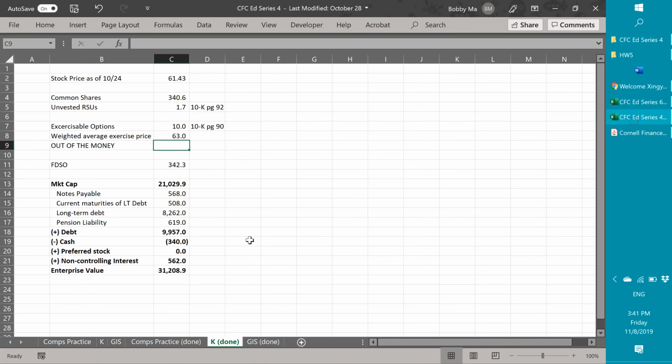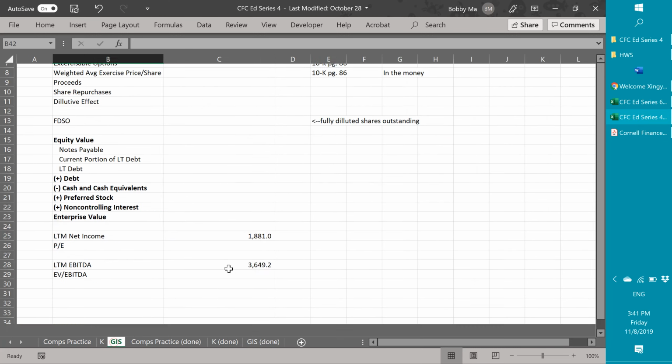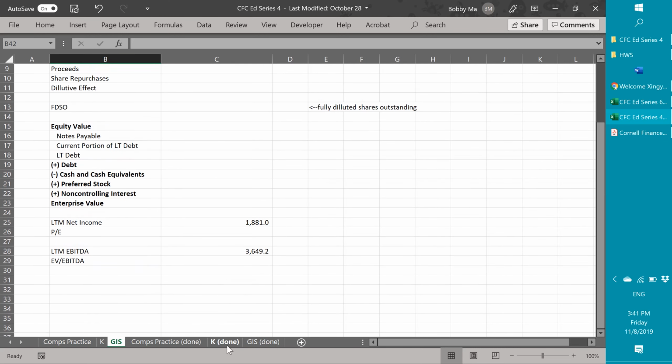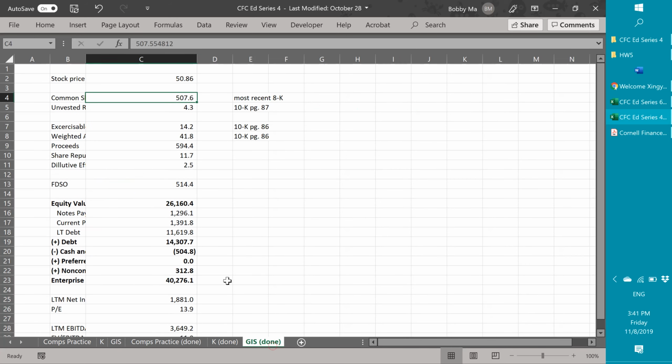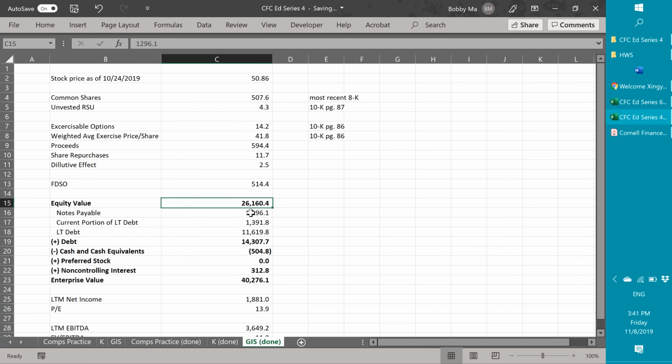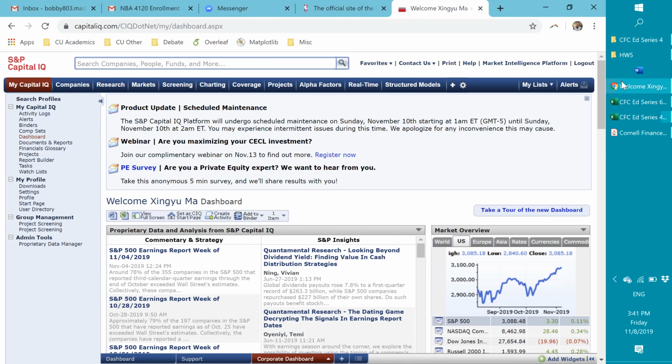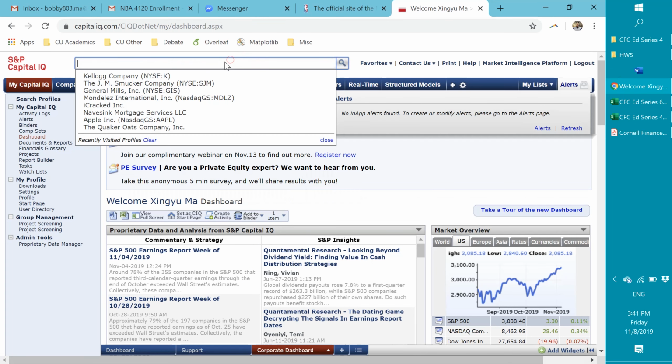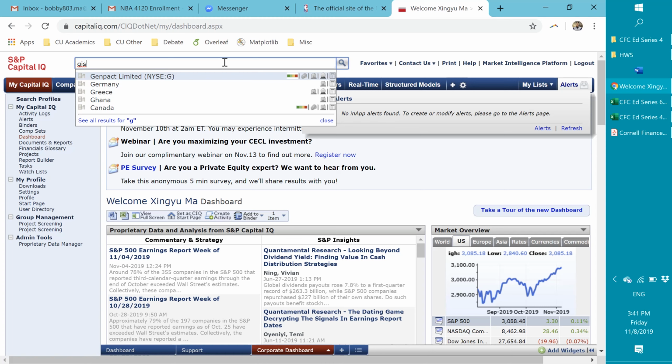So we actually calculated this last time, in week 4, when we were doing comps, because we calculated the equity value of General Mills. I got it from here, where you take the fully diluted shares outstanding multiplied by the stock price.